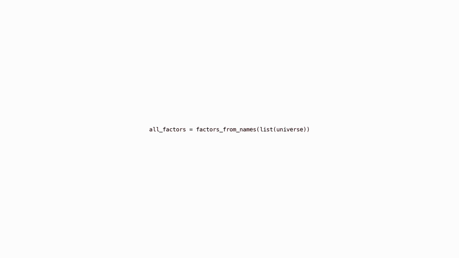This code could be useful for categorizing and organizing data based on the names in the universe list. For example, if the names in the universe list represent different products, the resulting factors could represent categories such as electronic, furniture, or clothing.